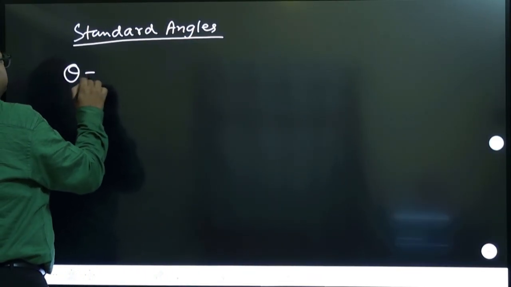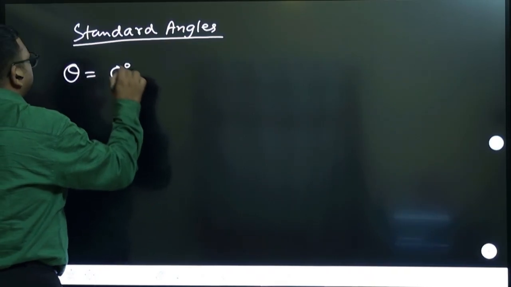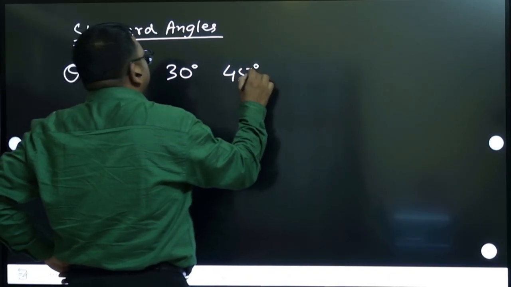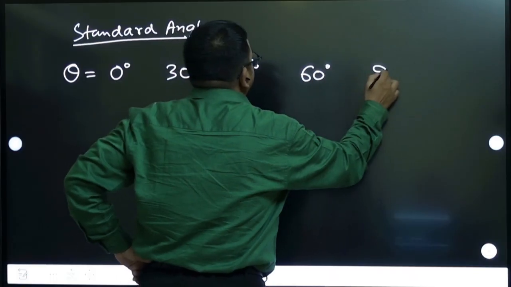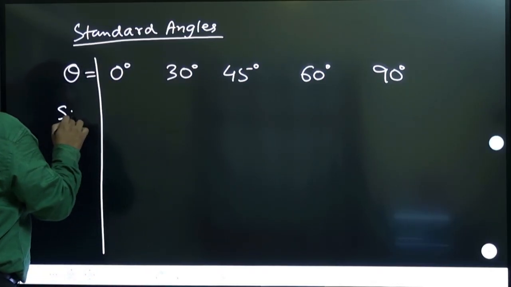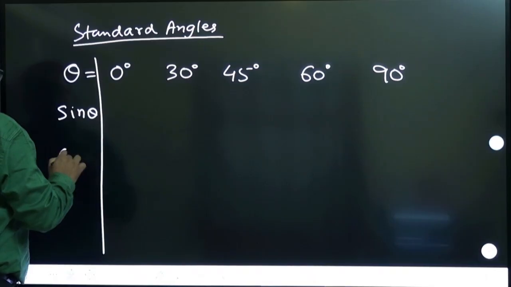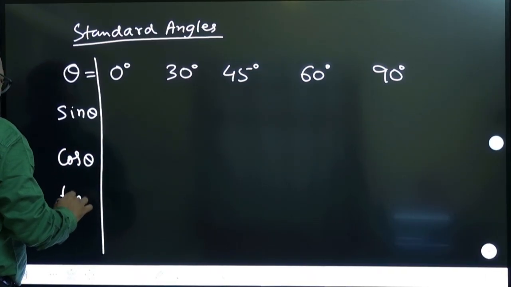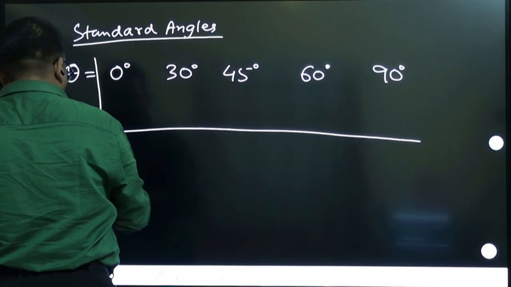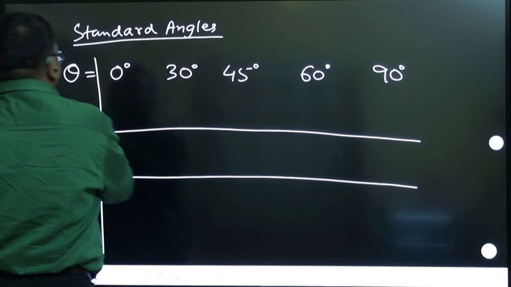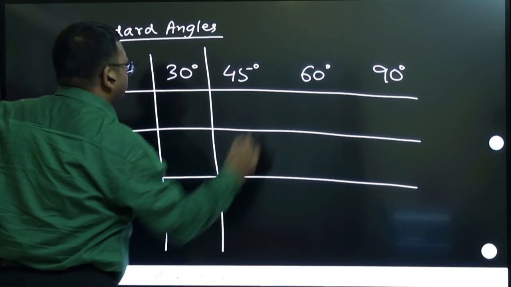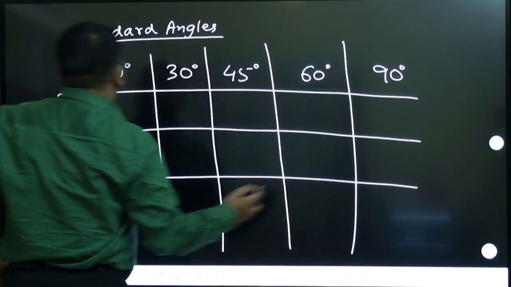So we can take standard angles starting from 0 degree, 30 degree, 45 degree, 60 degree, 90 degree. That means the first quadrant, and we can define these trigonometric ratios sin theta, cos theta, and tan theta. Right? So for 0 degree, 30 degree and these standard angles, we should know the values.